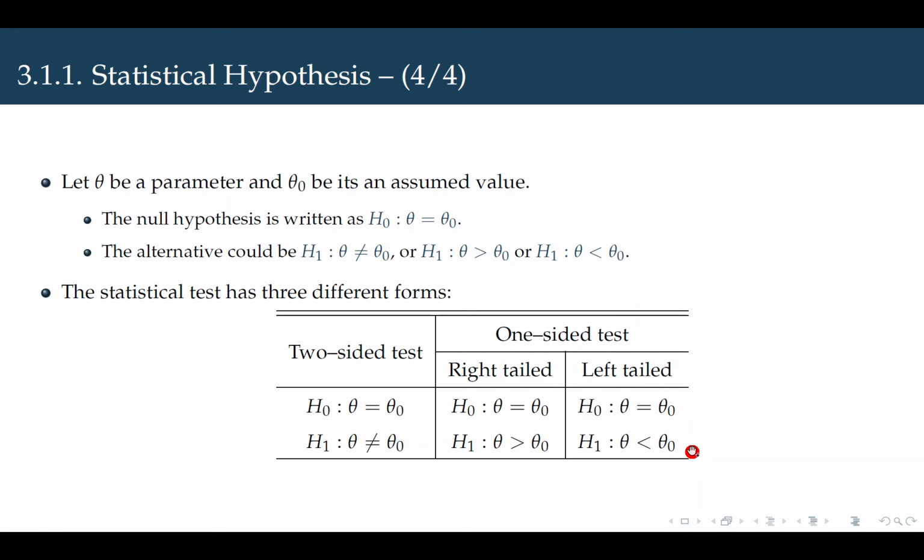So in every statistical hypothesis testing, we could have these three options. One, a two-sided test, or a right-tailed test, or a left-tailed test. This is the way that we are going to denote the null and the alternative hypothesis for these three different types of options.